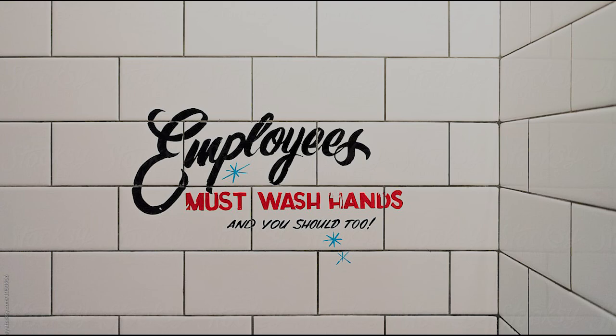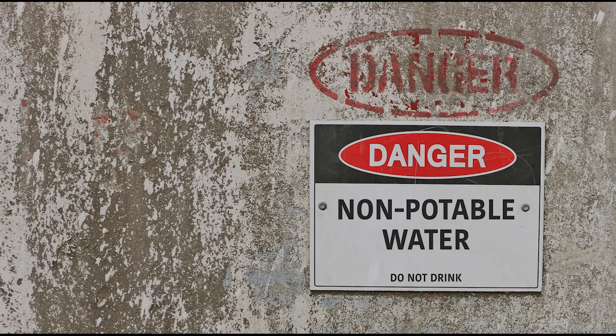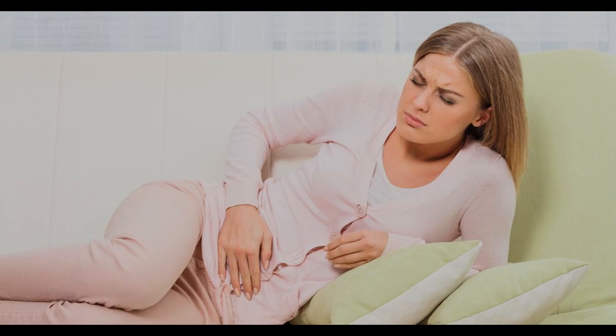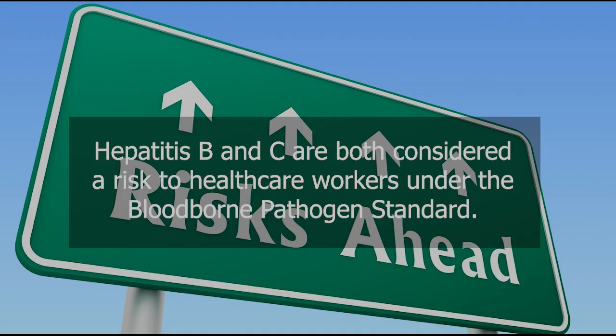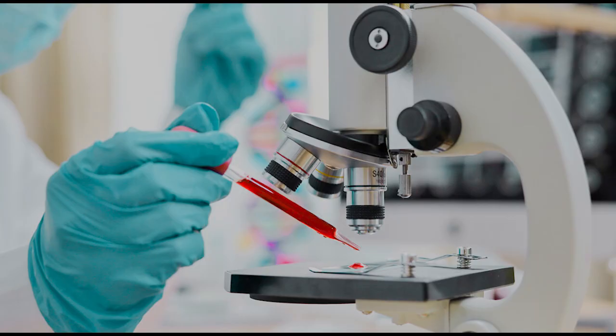Hepatitis A usually comes from contaminated food or water, or from close contact with a person or object that's infected. Mild cases of hepatitis A don't require treatment. Most people who are infected recover completely with no permanent liver damage. On the other hand, hepatitis B and C are both considered a risk to healthcare workers under the Bloodborne pathogen standard, so let's take a little closer look at them.